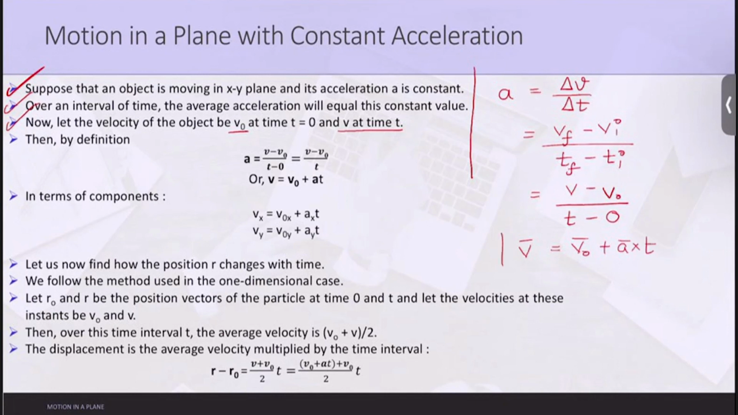Okay, so again we derive the same concept which was derived for motion in a straight line, now in terms of vector notation. So again, v bar is equal to v naught bar plus a bar into t.